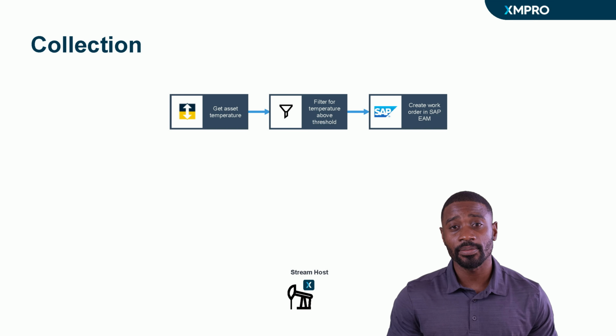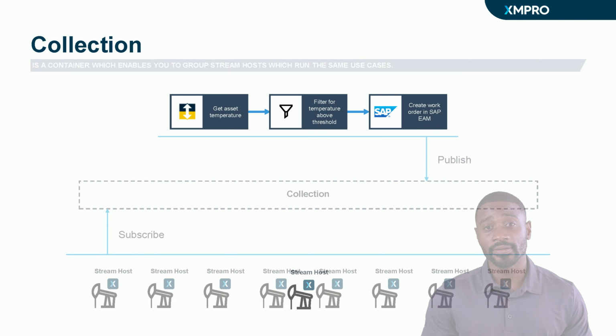Imagine you're monitoring the temperature of an asset. The data stream collects temperature data, filters for values above a certain threshold, and then creates a work order in, for example, SAP. At the bottom, we have one asset with compute capability next to it, and we have a stream host deployed on it. This computing capability could be a Windows server or a Linux-based system. There are multiple options available to us here. Currently, this stream host is running for only one asset, but what happens when we have multiple assets?